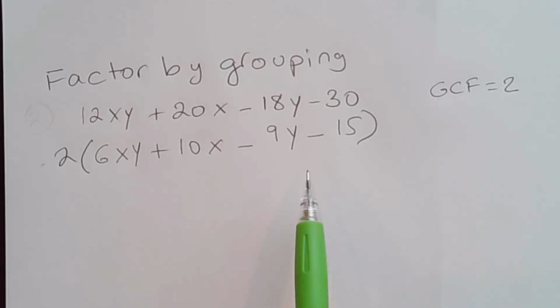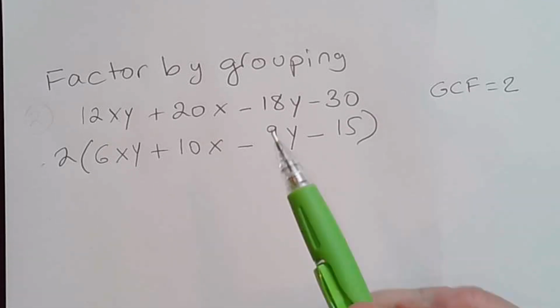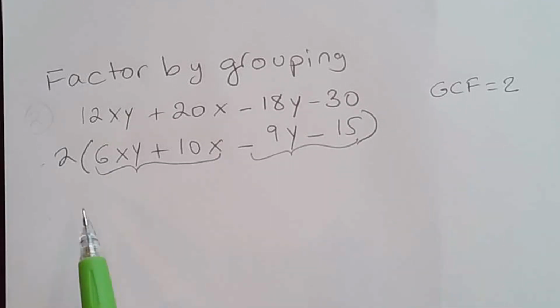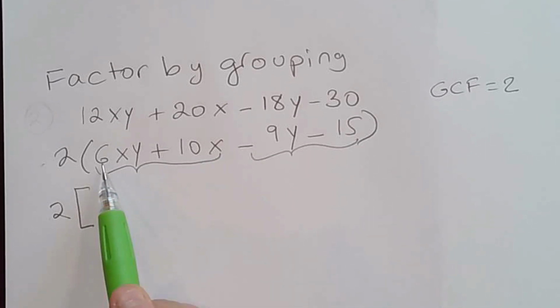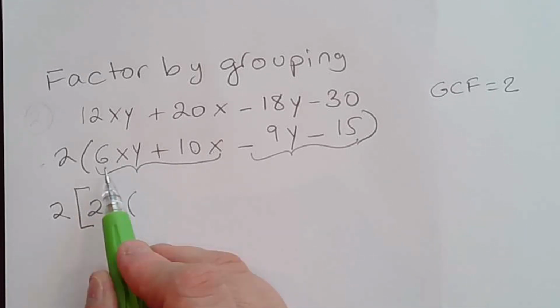So let's try separating the first two terms from the second two. Let's go ahead and do this. Let's leave the 2 out. Let's include the bracket here. The GCF of 6 and 10 is 2, and x is common to both of them. So we factor 2x from the first two terms, and we're left with 3y.